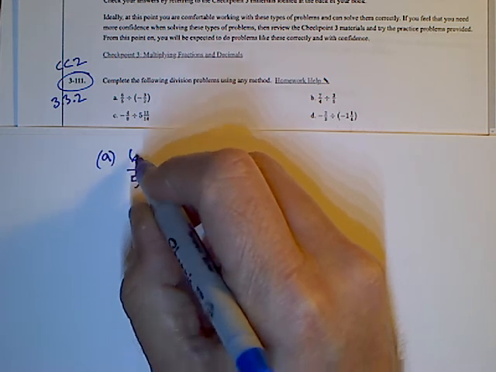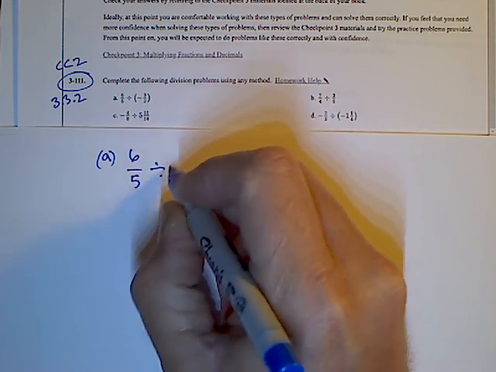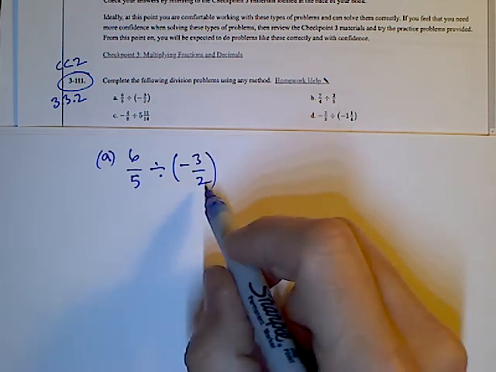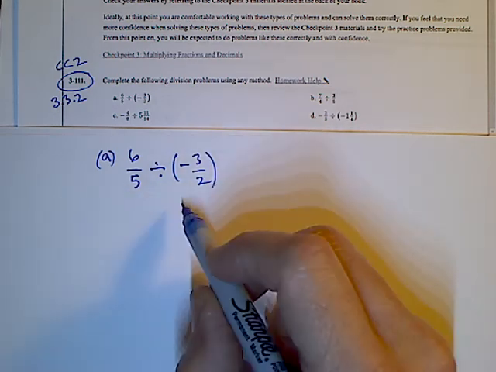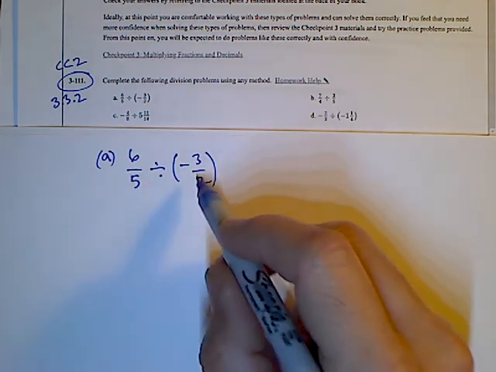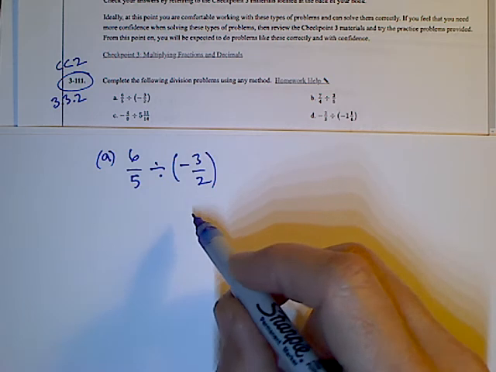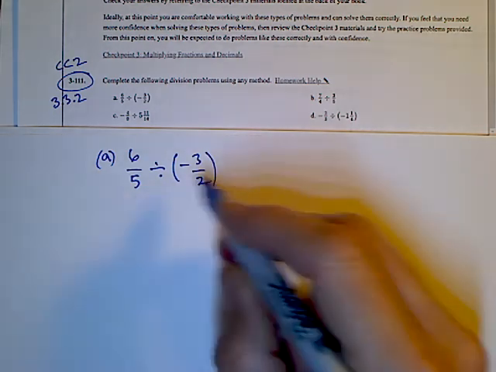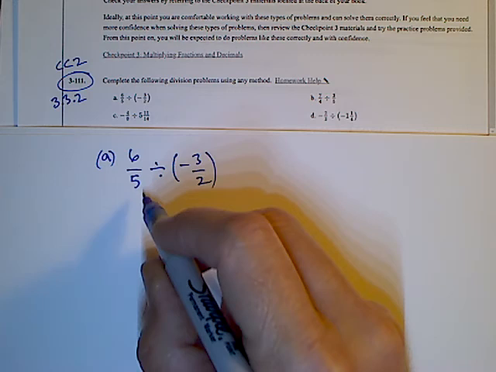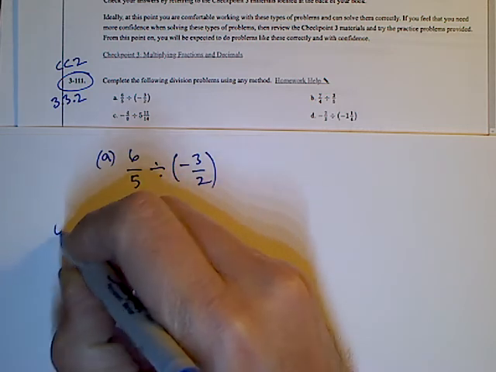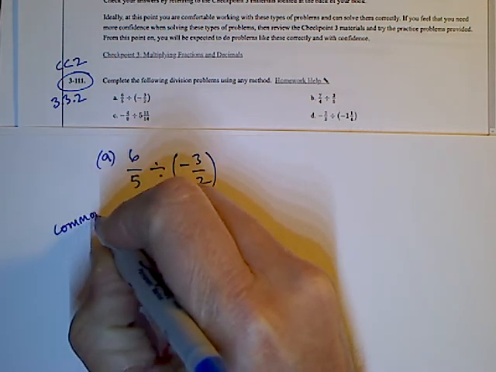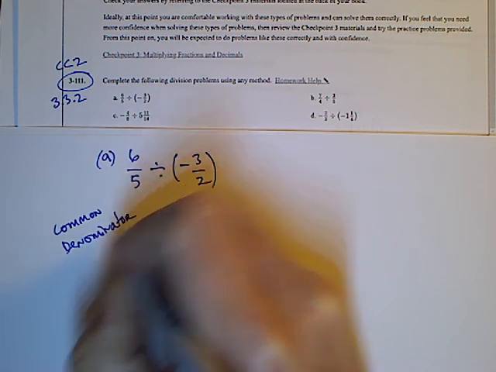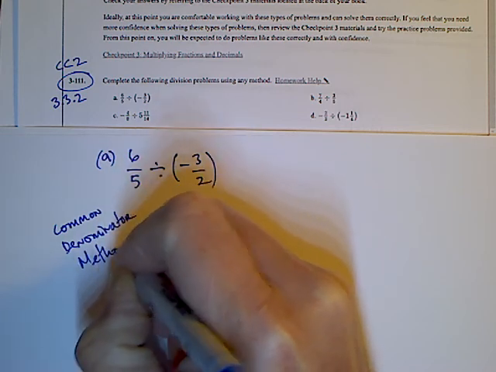6 fifths divided by negative 3 halves. One method we have is to get a common denominator. When you're dividing fractions, if you have a common denominator, you can do the same as when you multiply, which is just straight across: divide straight across. So let's use that method, the common denominator method.